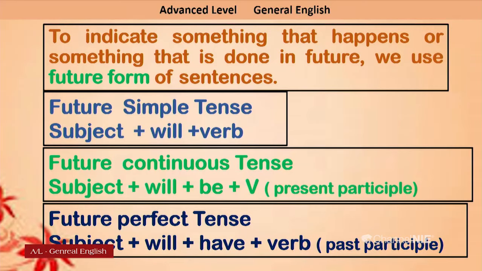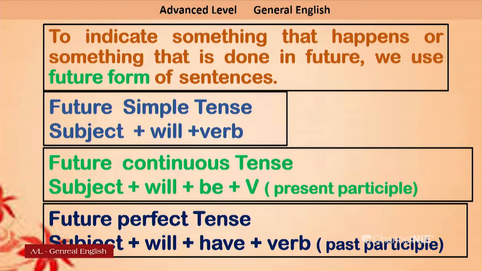To indicate something that happens or something that is done in future, we use future form of sentences, and you can see there are three types. First one is future simple tense. There you get the structure, subject, will and the verb, and then next one is future continuous tense.